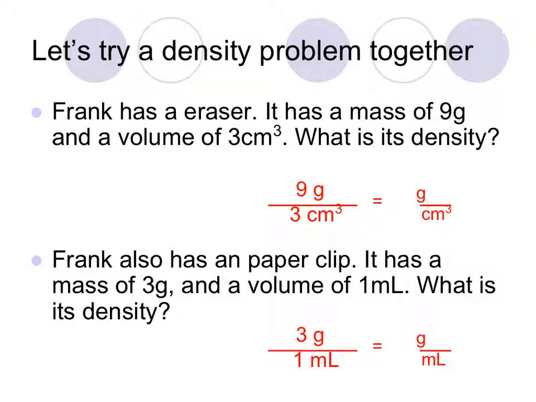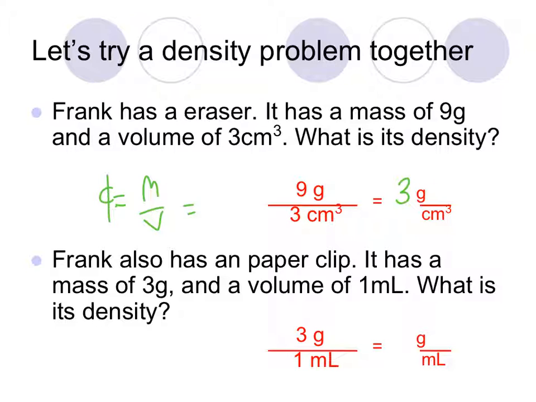Now let's try a problem together. Frank has an eraser. It has a mass of 9 grams and a volume of 3 centimeters cubed. What is its density? So again, density equals mass divided by volume. Okay, we have 9 grams over 3 centimeters cubed. So that means that the eraser is 3 grams per centimeter cubed.